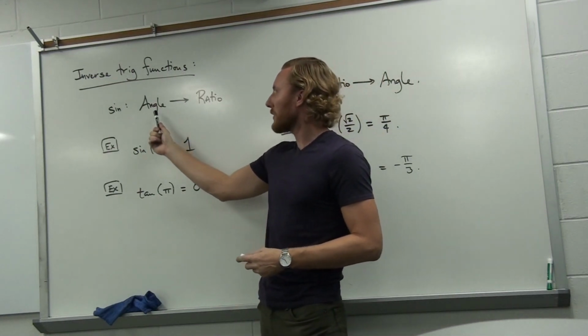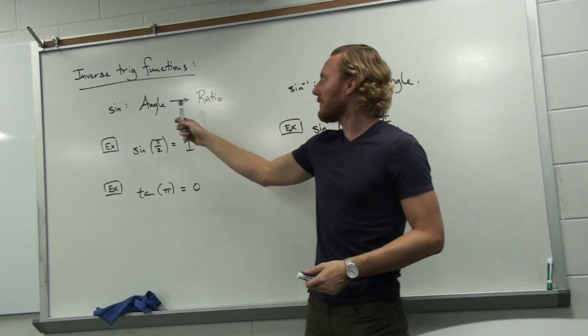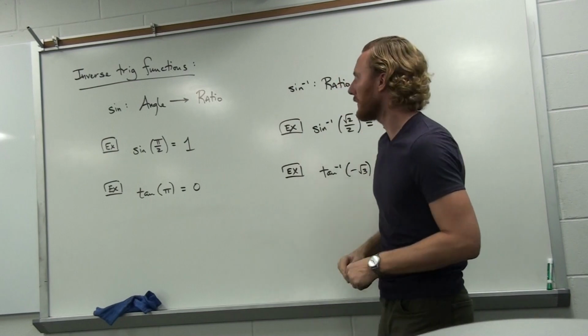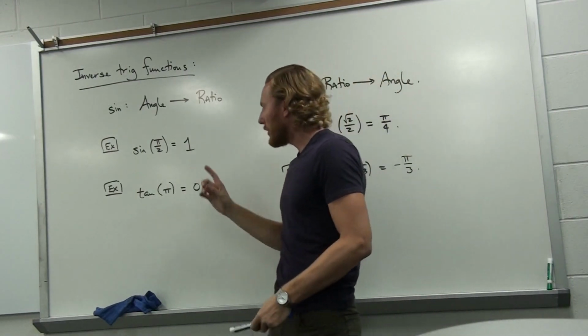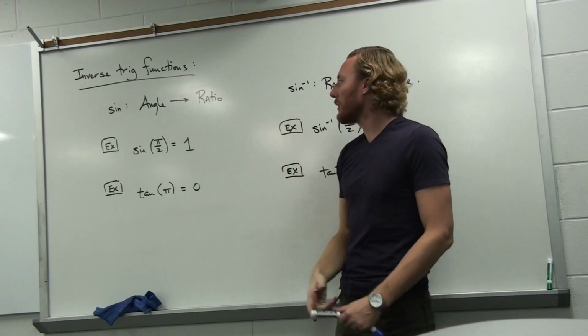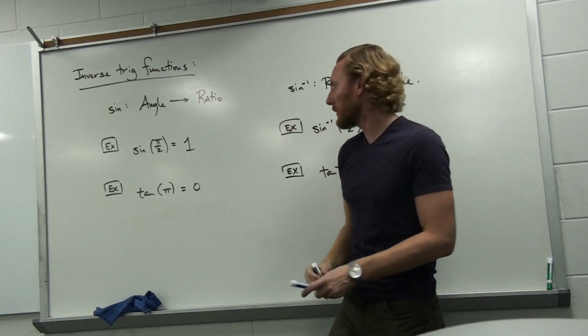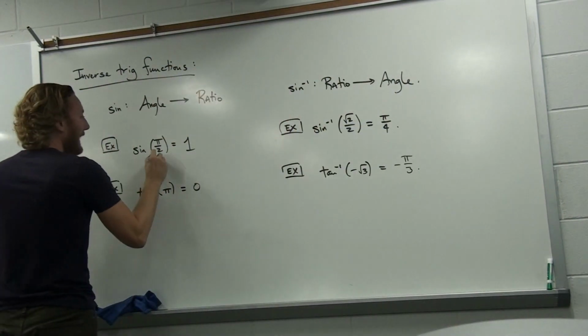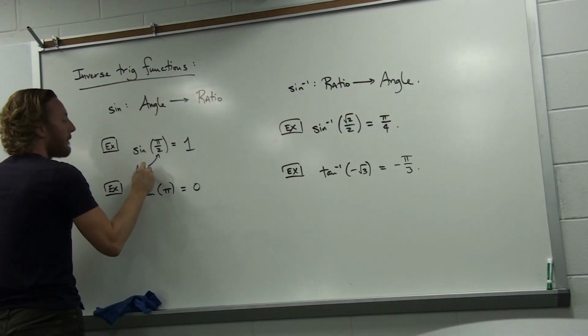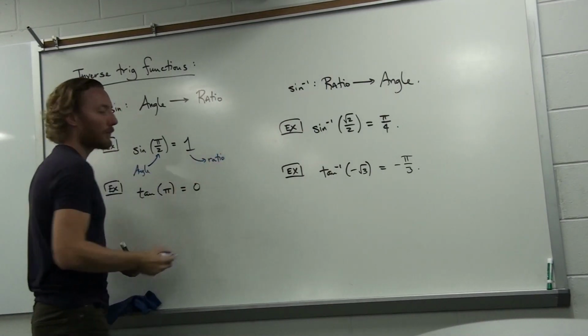And the trig functions, you always put in an angle and you get out a ratio. Like you know what the sine ratio is, opposite over hypotenuse. And so when you put in whatever angle you do, you get out whatever ratio corresponds. So an example of this would be like sine of pi over 2. Note what we're putting into our function is an angle, and what's coming out is a ratio.